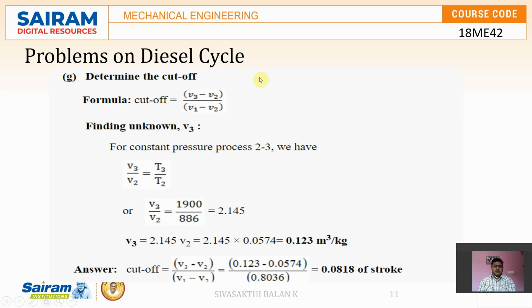And the cutoff ratio is calculated by using the formula V3 minus V2 divided by V1 minus V2. We know all the values, only unknown is V3. To find V3, we have already calculated V3 by V2 is 2.145, and V3 is 2.145 multiplied by V2. V2 value you know, substitute that value, we will get the V3 value as 0.123 meter cube per kilogram. Substitute all the values, you will get the cutoff ratio as 0.0818 of stroke, or 8.18% of stroke.